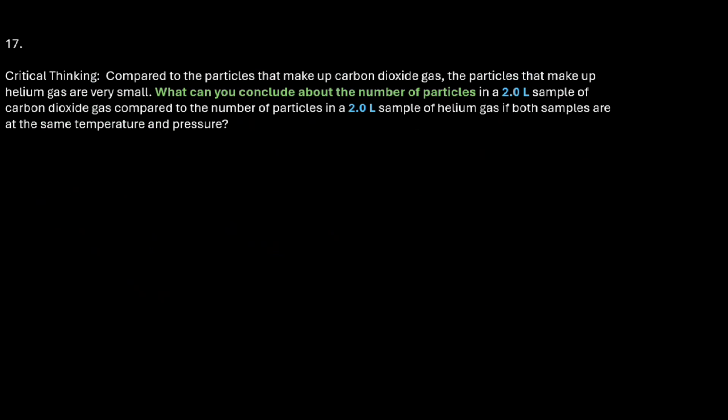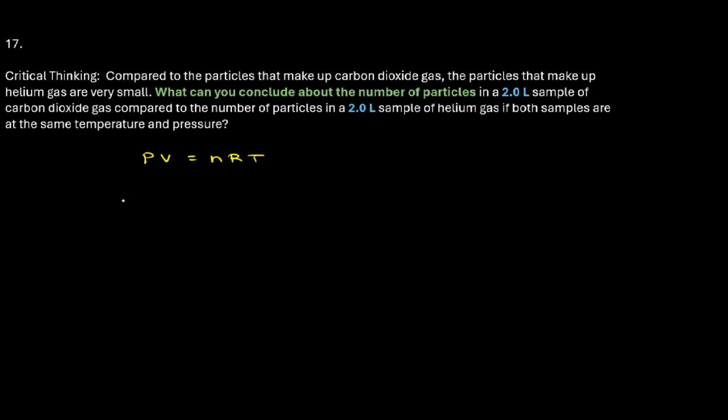Question 17. Compared to the particles that make up carbon dioxide gas, the particles that make up helium gas are very small. What can you conclude about the number of particles in a 2-liter sample of carbon dioxide gas compared to the number of particles in a 2-liter sample of helium gas if both samples are placed at the same temperature and pressure? Now, according to the ideal gas law, we know that PV is equal to nRT.